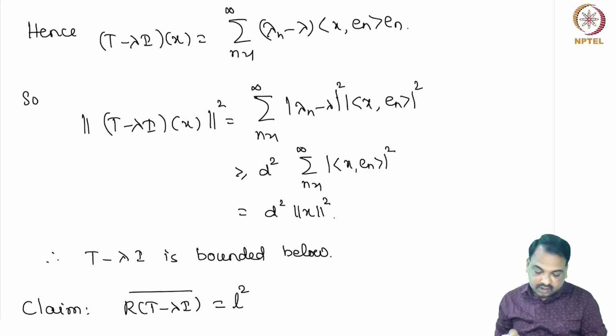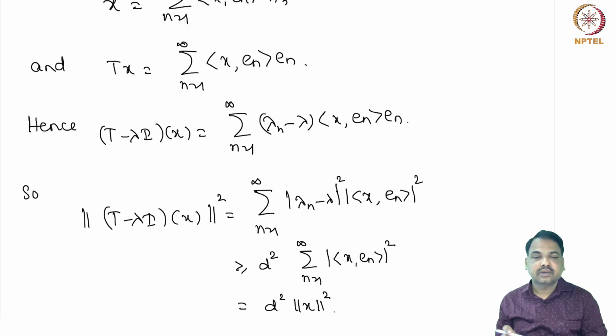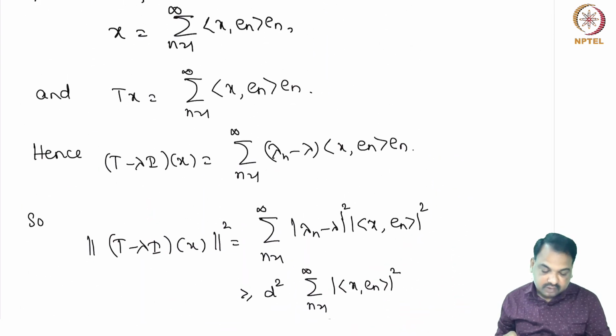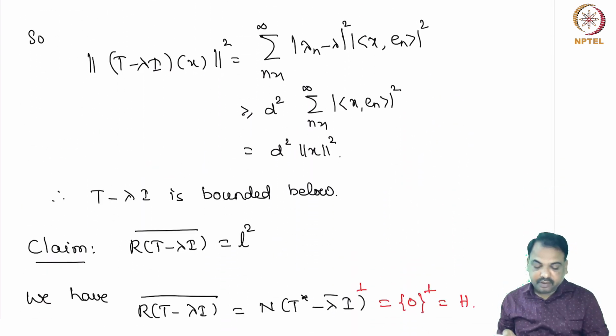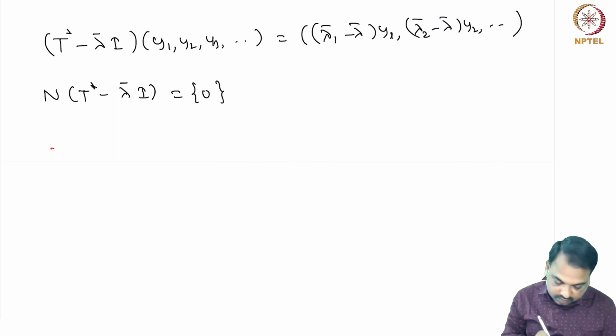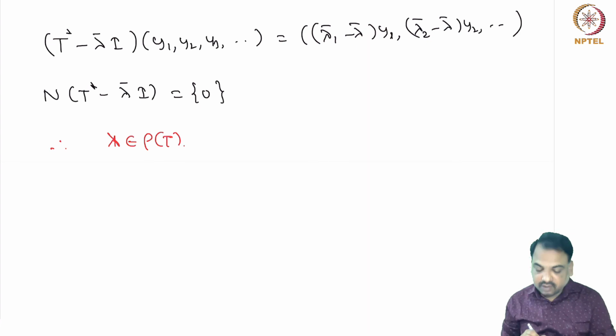But we have already shown that the range of T minus lambda is closed. So from these two we can conclude that the range of T minus lambda is the full space, and we already know that T minus lambda is 1 to 1. So what we have shown is that when we take lambda outside the closure of the point spectrum, T minus lambda is bijective. Now from the inverse mapping theorem we can conclude that T minus lambda I inverse is bounded. Therefore lambda is inside the resolvent of T.